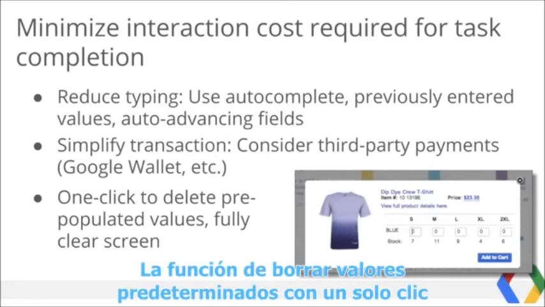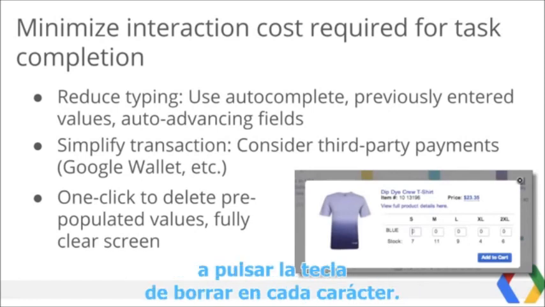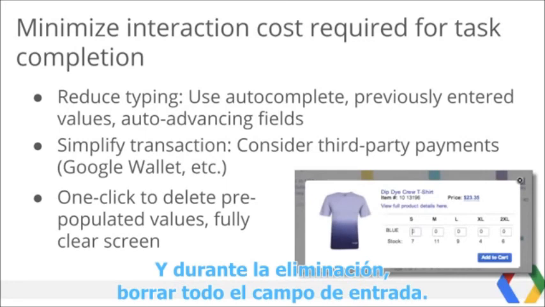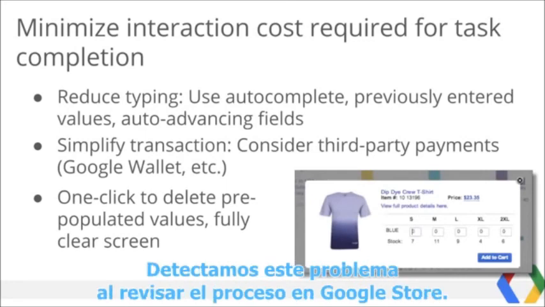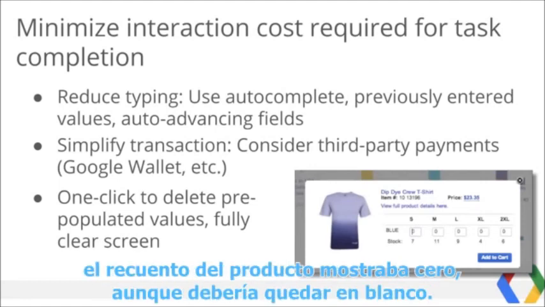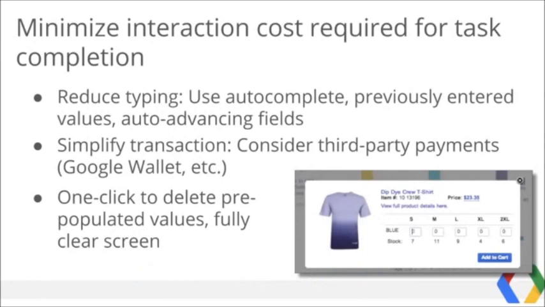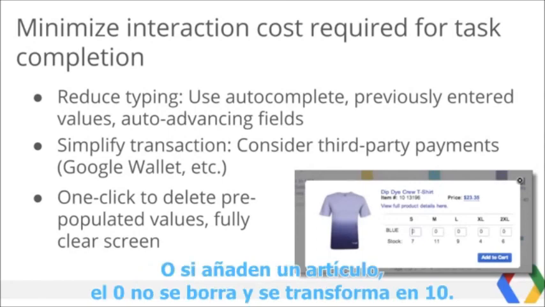One click to delete pre-populated values also saves interaction cost, rather than requiring the user to repeatedly hit delete for each character. And while in delete mode, fully clear the input field. We found this issue as we audited the Google Store workflow. When trying to add to cart, the item count keeps a 0 displayed even though it should be clear. This can make users feel they have to delete the phantom number. Or if they add one item, the number will append and make 10.